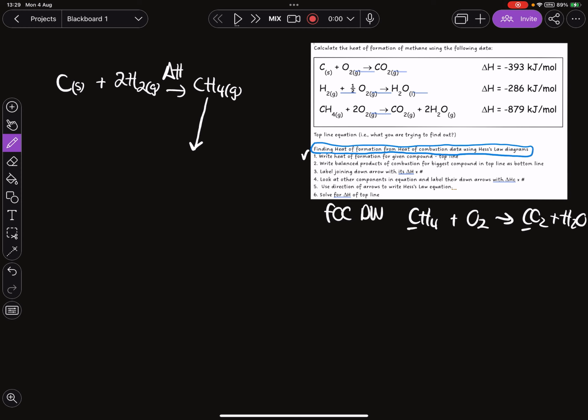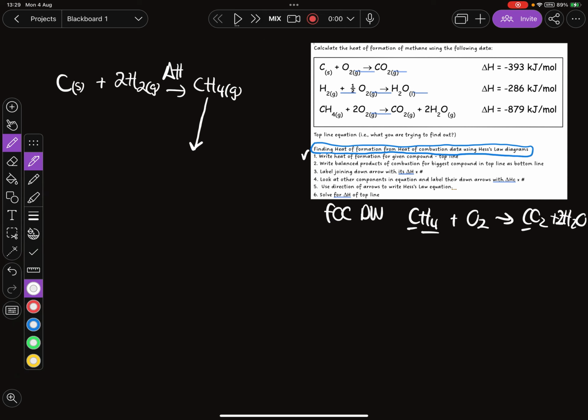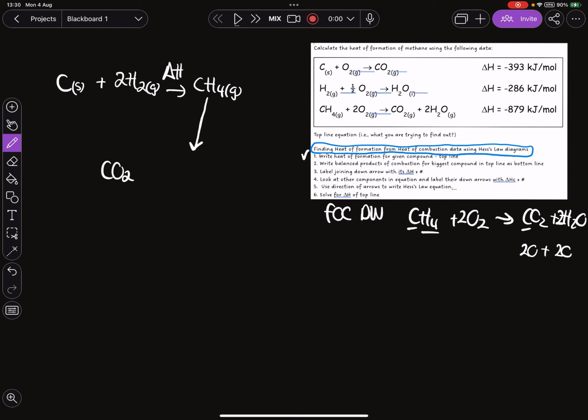So I look at my C's. I have one C, I have one C. I have H4 here, I only have H2 here, so it is necessary for me to put a 2 here. And then I look at my oxygens, so on this right hand side I have 2O here plus 2O here, so I must have 2O2 here. So if we go back to our point number 2 here, it says write the balanced products. So the balanced products for this are CO2 plus 2H2O.